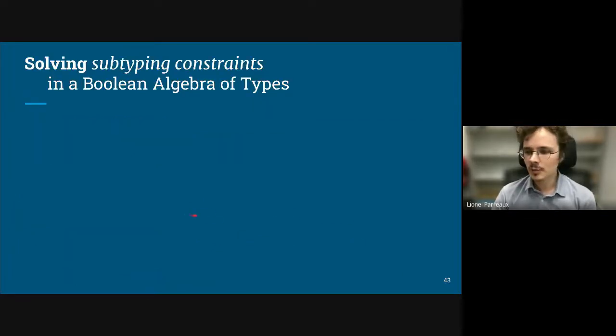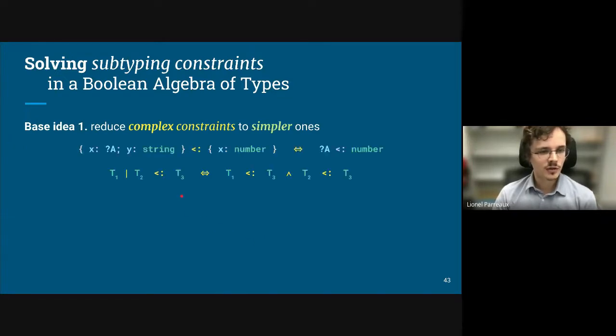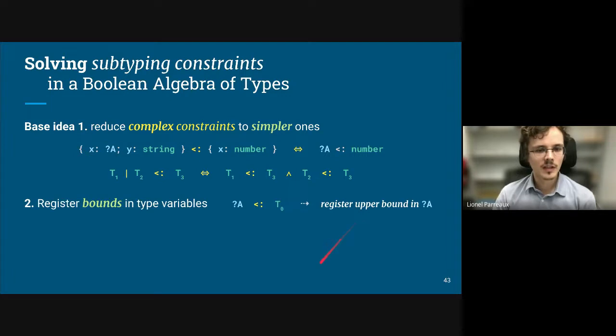But this has problems, right? How do we solve constraints in general? The first idea I just described is to reduce complex constraints to simpler ones when it's evident how to do it, such as when constraining records, for example. And when you constrain type variables, it's also simple. You just register the bounds in the type variable and make sure it's consistent with the existing bounds on the other side of the type variable.